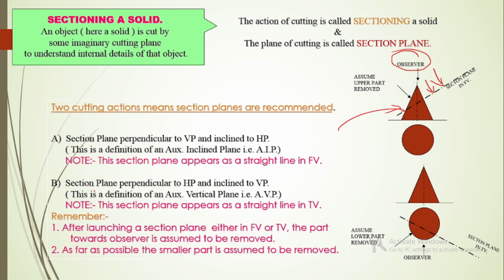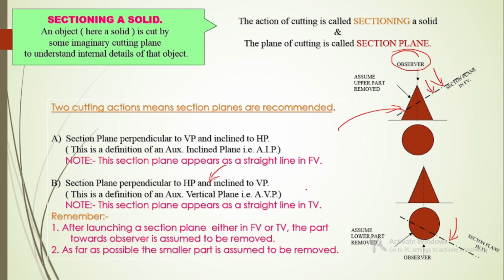And another one, section plane perpendicular to HP and inclined to VP. In that case, section plane is perpendicular to HP, so we can represent the horizontal trace of the section plane. And these type of planes are known as auxiliary vertical plane, and we can represent that type of section plane like this.